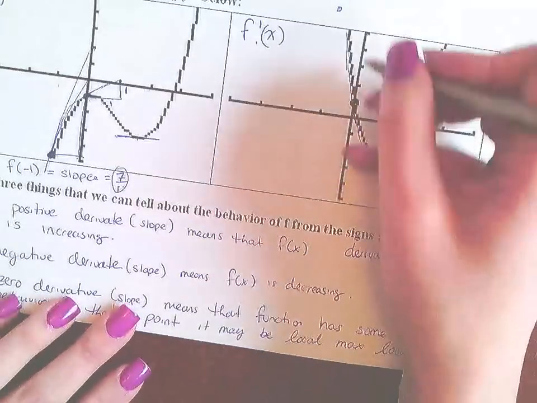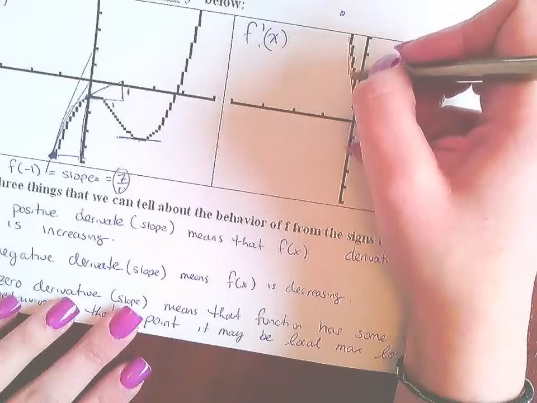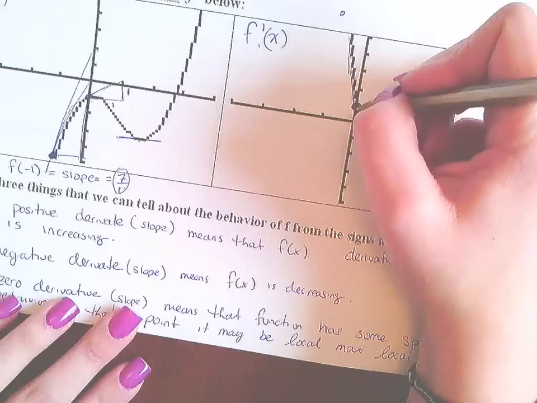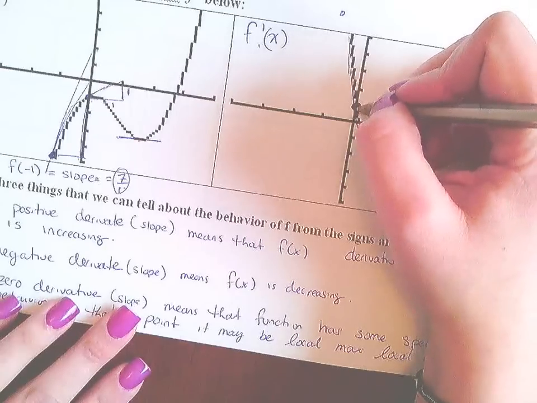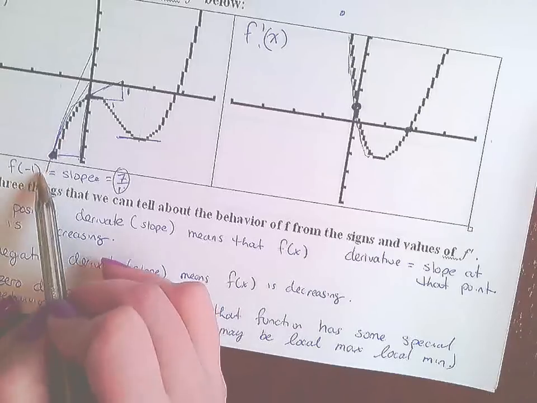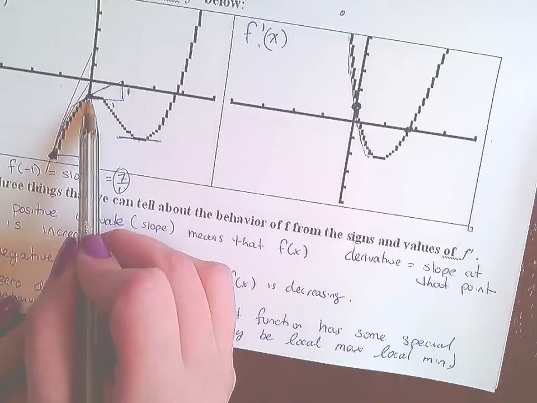What is the derivative all the way up until this point right here? The derivative is positive. So up until that point, up until x is 0, my function should be increasing, which it is. Okay?